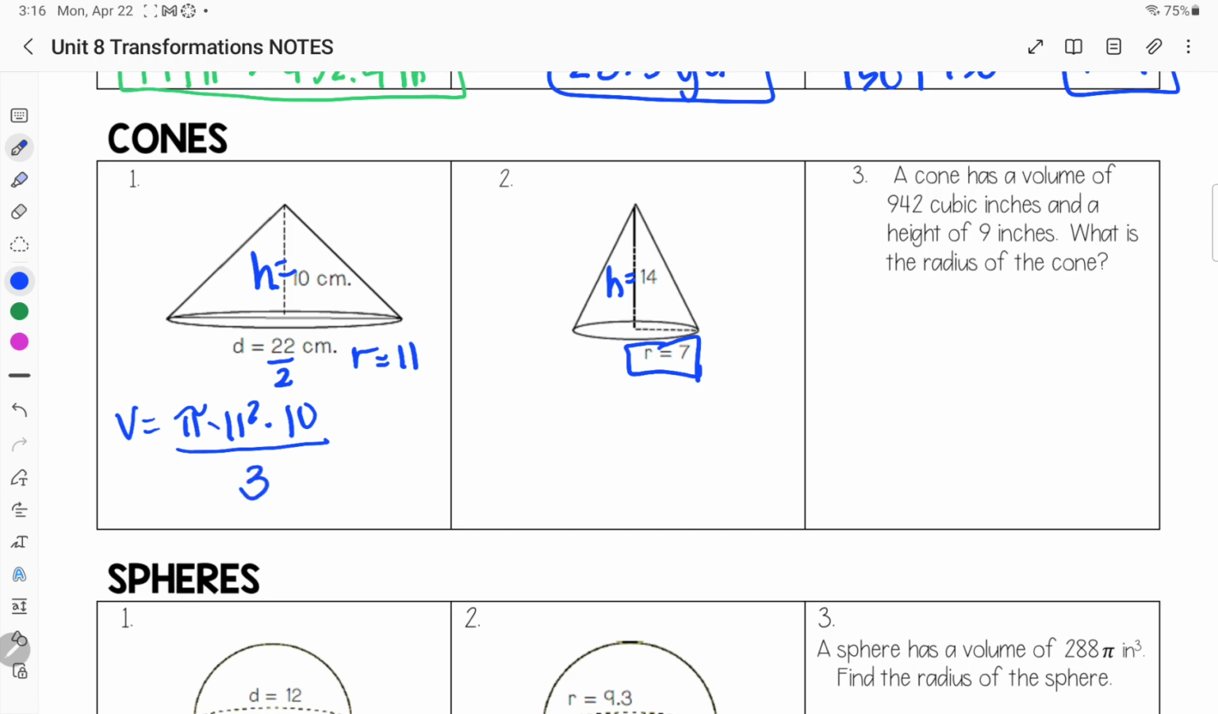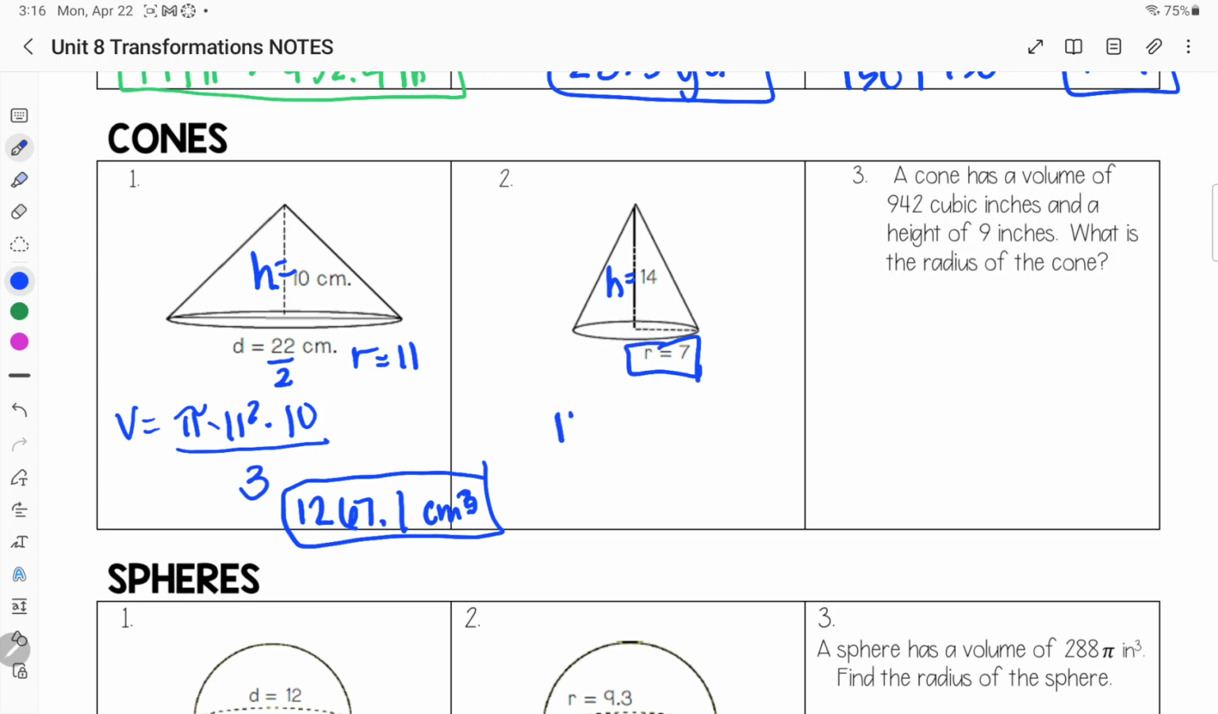Now this one you have to be careful when you put it in, because if you put it in just like this, you could do it as a fraction key. So you'd hit the fraction key and do pi times radius squared, which is 11 squared, times 10 all over 3. And again, it's going to come out in terms of pi, so just convert it, and we would get 1267.1. And we're in centimeters, so this would be cubic centimeters.